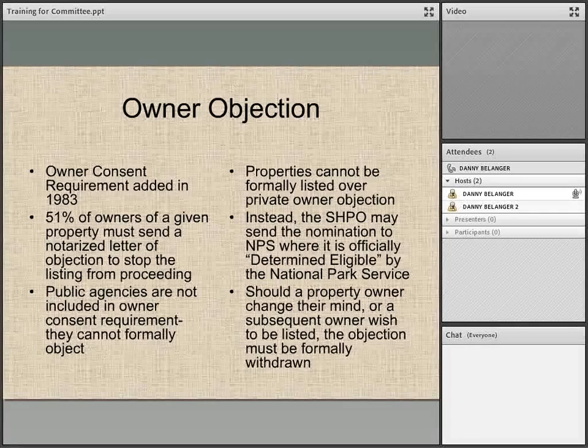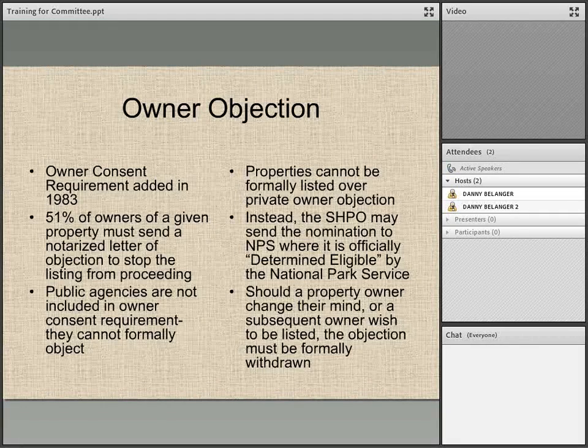One issue that does sometimes come up is owner objection to listing on the National Register. Owner consent is required. However, owner consent is not required to nominate a property, so a nomination can be written. However, they are then notified when it will be nominated, and they can, at that point, object. In a district, 51% of the owners must send a notarized letter of objection to actually stop the listing.